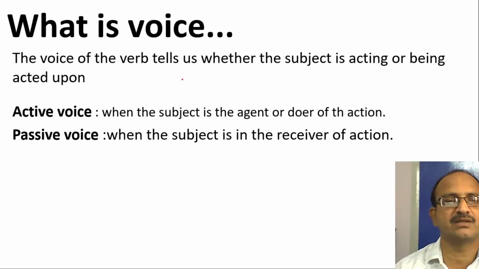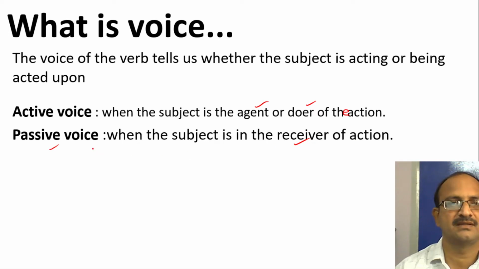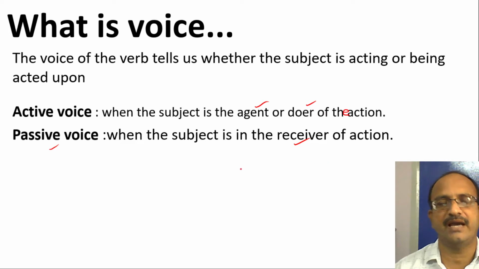Active voice is when the subject is the agent or doer of the action. In the active voice the subject is given as agent or doer, whereas in the passive voice the subject is in the receiving position. So when the subject is the receiver of the action, that is passive voice. In the active voice the subject is the agent or doer of the action.